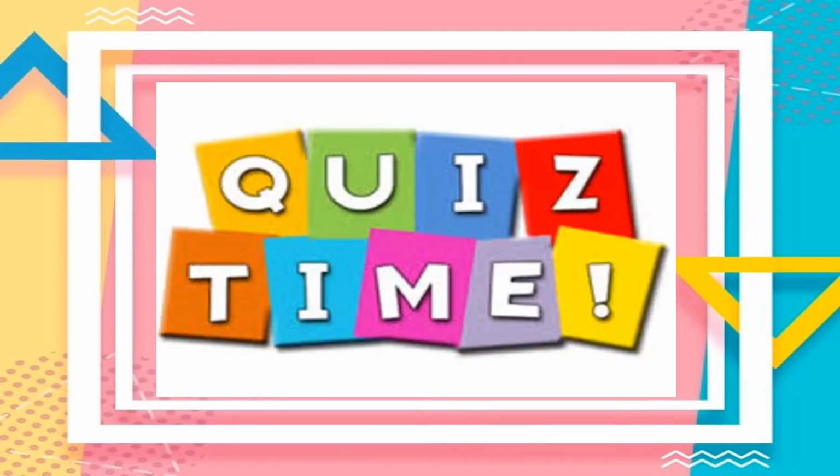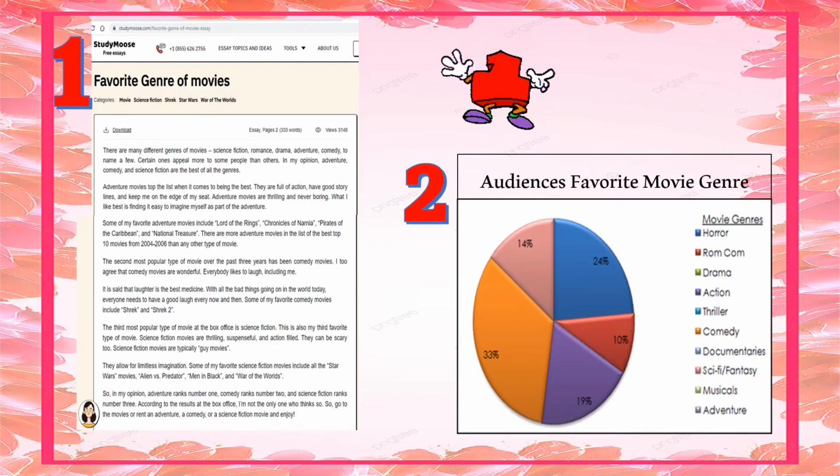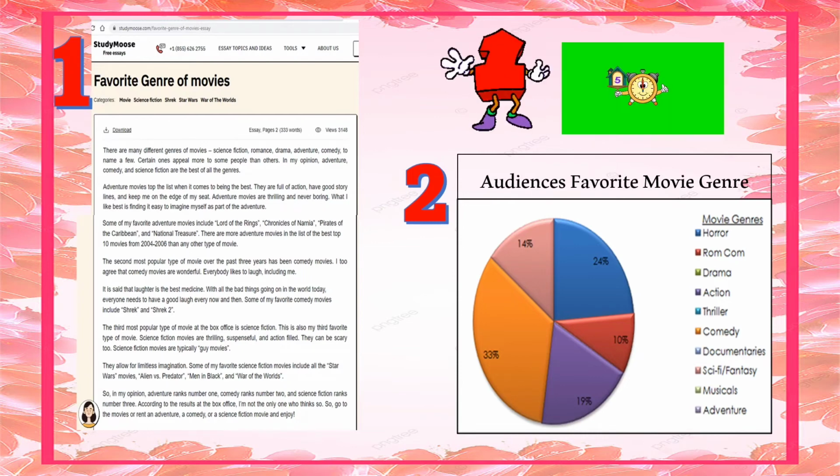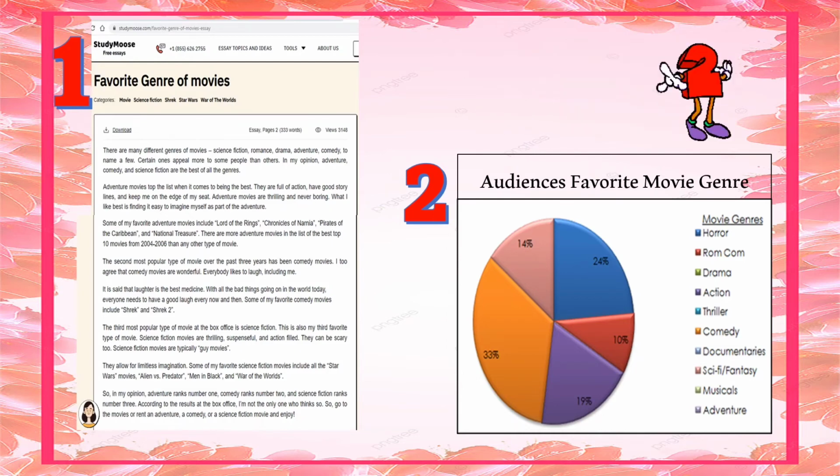Let us have this short quiz. Please get your ball pen and your paper and write your answers. Question number 1. What type of text is shown in picture number 1? Question number 2. To what type of text does picture number 2 belong?